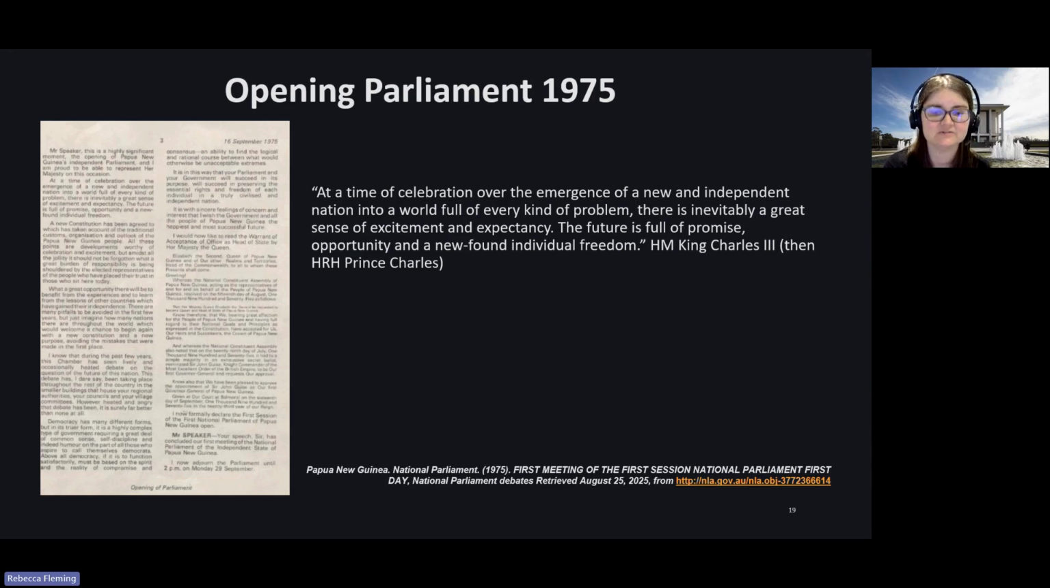But as we see on slide 7, the Queen was appointed as the head of state, and His Royal Highness, then Prince Charles, now King Charles, attended the opening as the Queen's representative, and you can see his speech there on the slide. And I'll just pull a quote out for you because it is quite small writing. "At a time of celebration over the emergence of a new and independent nation into a world full of every kind of problem, there is inevitably a great sense of excitement and expectancy. The future is full of promise, opportunity, and a newfound individual freedom."